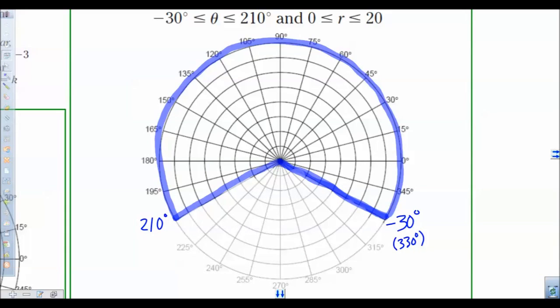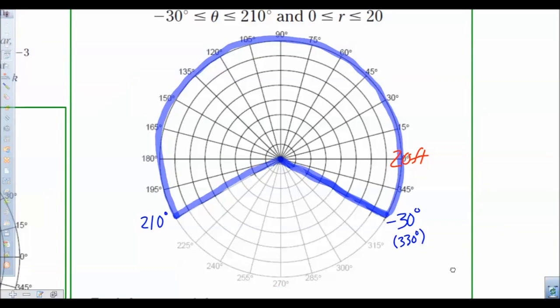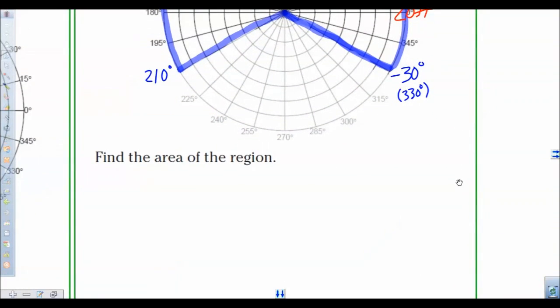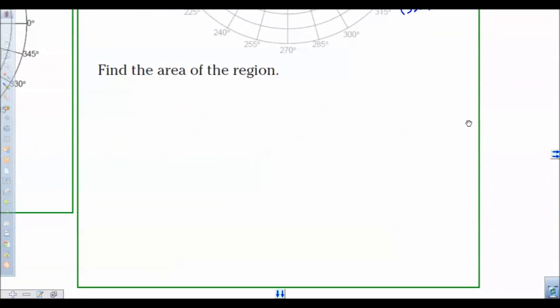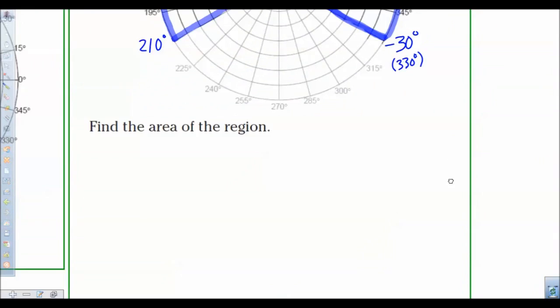And when we combine that with the fact that they want us to cover a radius of, say, 20 feet, pretty simply we can just sketch this outer ring here to be 20 feet. So now the question becomes, if we just look right down here, find the area of that region. How do we go about doing that?